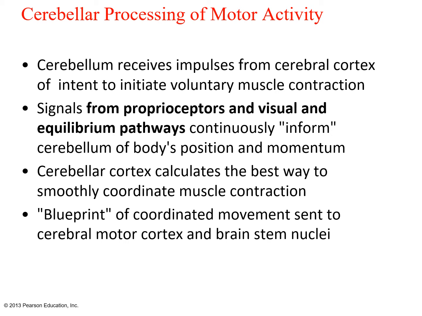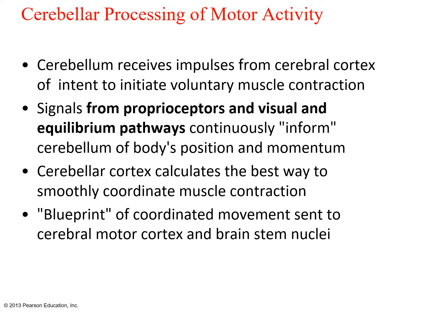The cerebellum will actually receive impulses from the cerebral cortex, and this informs the cerebellum that the motor cortex intends to initiate voluntary muscle contraction. So essentially, the cerebellum is continuously informed by signals from proprioceptors, visual, and equilibrium pathways. Basically, this informs the cerebellum of the position of different structures in the body and also momentum. So where are you moving and how fast are you moving? All of this is constant input coming into the cerebellum.